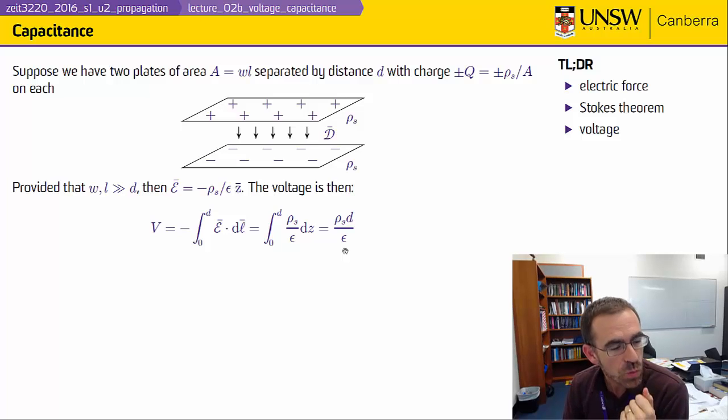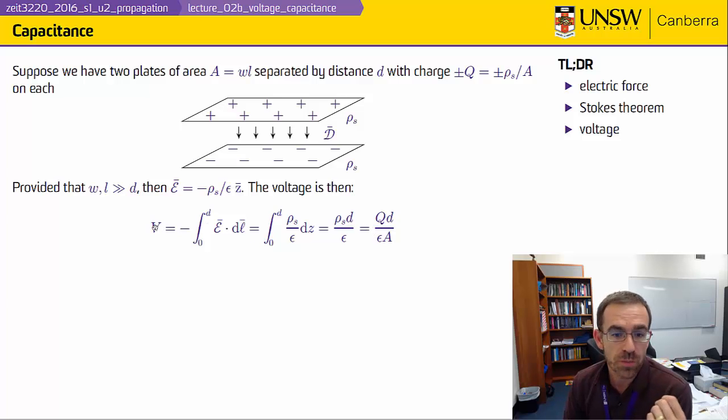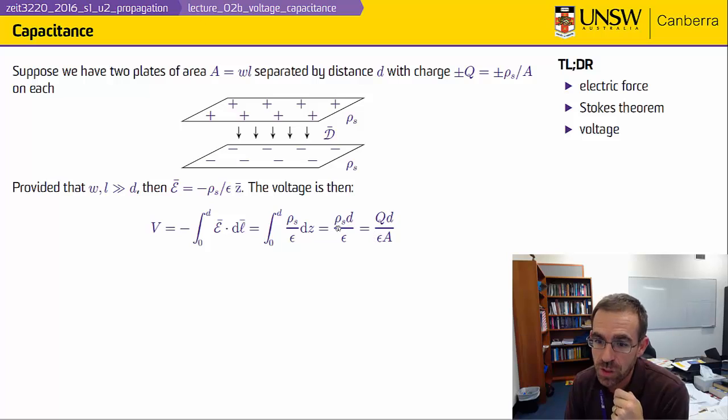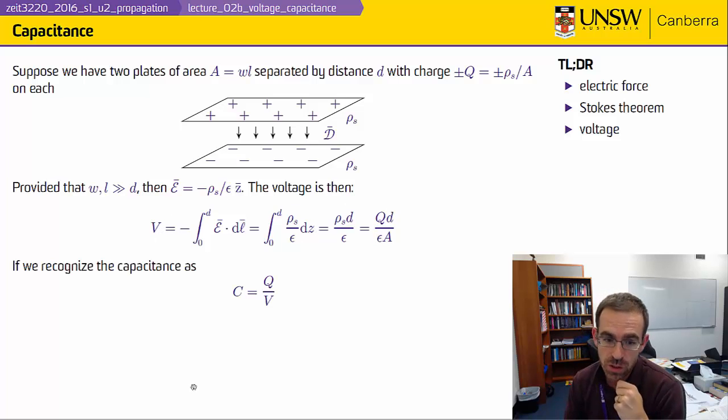Now, capacitance we define as the relationship between the voltage and the charge that's stored in the capacitor. Well, rho sub s is equal to the total charge divided by the area, right? So I have this relationship between the voltage and the stored charge, and we define capacitance in this way. Capacitance is equal to q over v, and in this particular case, it's epsilon a over d.